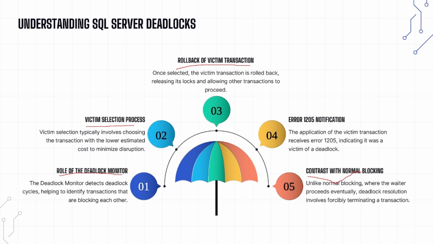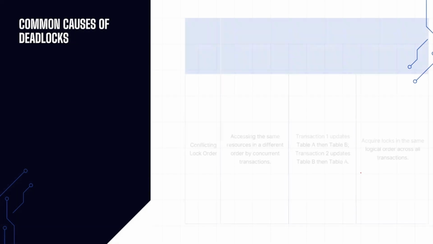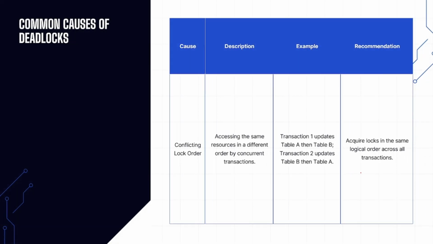All right. So we have established a solid understanding of what deadlocks are. Now let's turn our attention to the why, the common causes that trigger these deadlocks in SQL Server. This is where we learn how to prevent them. One of the most frequent causes of deadlock is conflicting lock order. This situation arises when two or more concurrent transactions access the same resources, such as a table or row, but they access those resources in a different sequence.